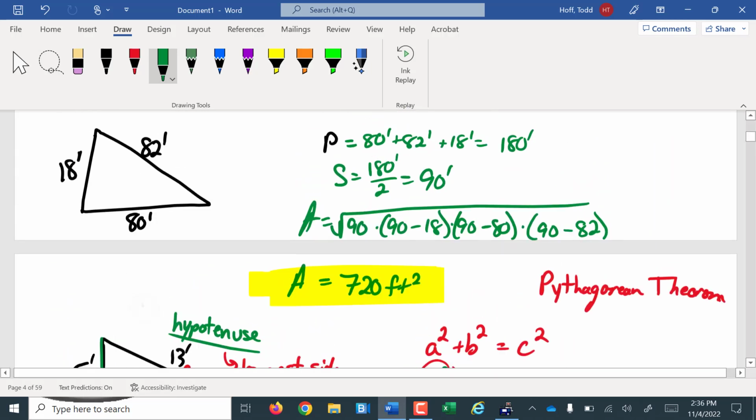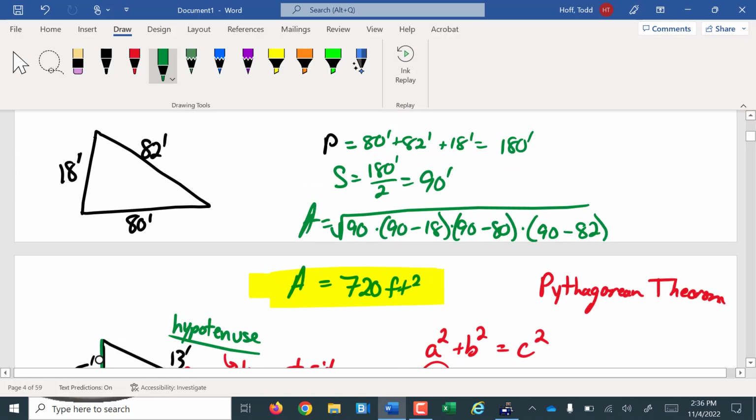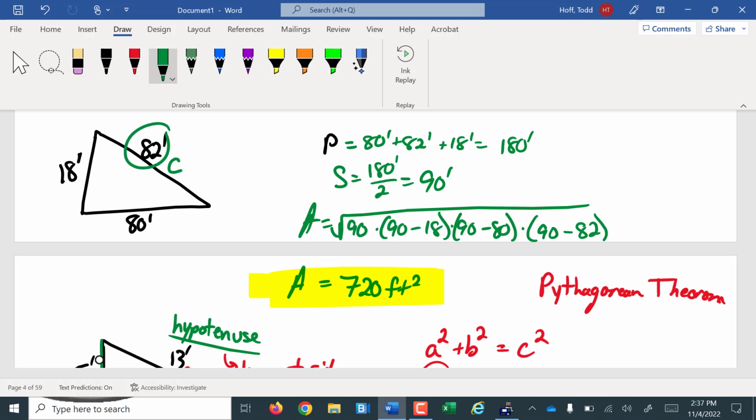So back up to this one, where we weren't sure, what we'd have to decide is, if this were a right triangle, what side would be the hypotenuse? 82. So that's side C. The other two sides are A and B. So A squared would be 18 squared, plus B squared would be 80 squared, equals C squared, which would be 82 squared.